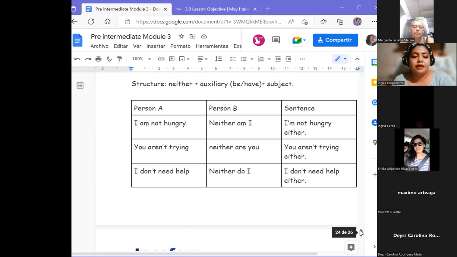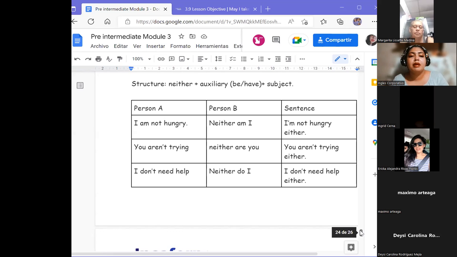Así que para estas frases donde la persona A es la que habla y nos está diciendo, ¿verdad?, las oraciones, ya sea en negativo o positivo, pero en este caso son negativas, en la respuesta de la sentence, o en este caso podríamos llamarle la persona C, la oración tiene que concordar con lo que está diciendo la persona A. Por eso es que al inicio es casi igual la oración. Como el primer ejemplo, I am not hungry, y el ejemplo de la respuesta de la persona C, I'm not hungry, that is the same sentence, but we are going to add either at the end.